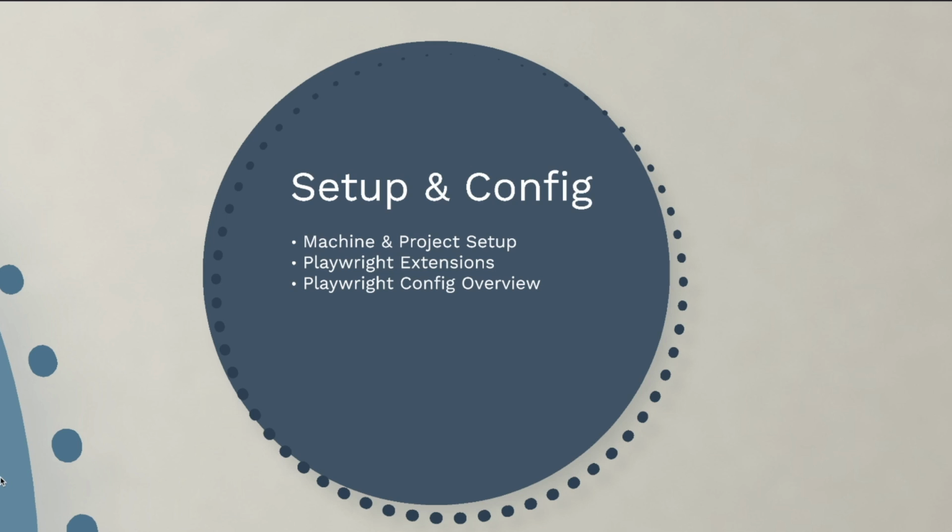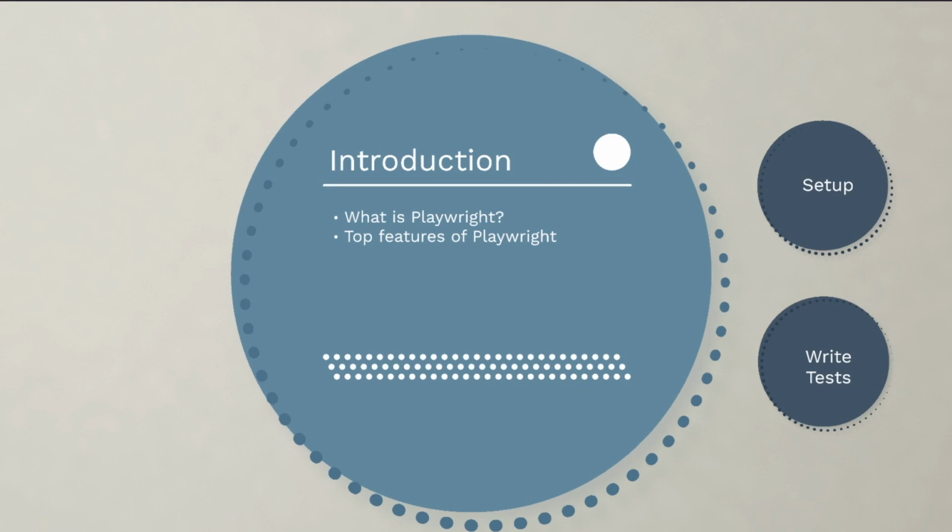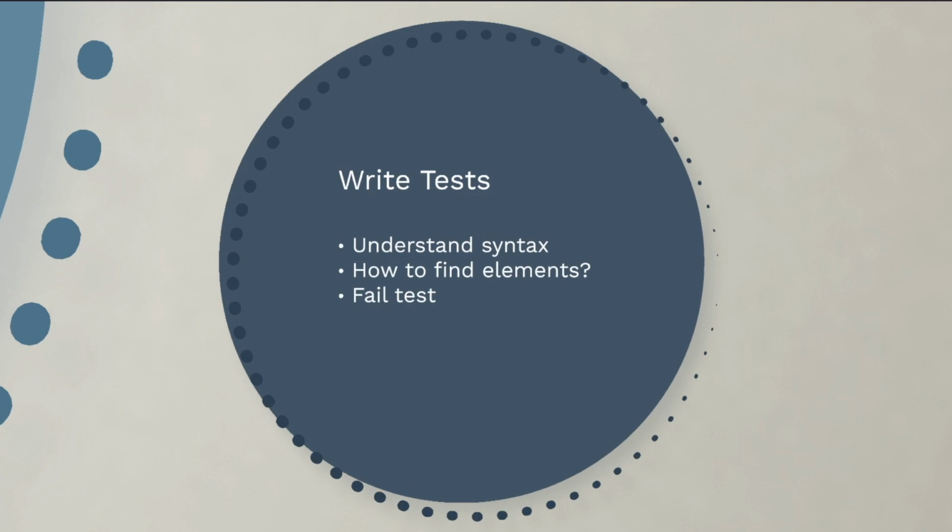And then we will do an overview of Playwright configuration file. From there, we will move on to finally writing some tests using Playwright. So we will learn and understand some basic Playwright syntax. We will go over how to find elements using Playwright commands. And then we will also fail our test and try to understand some different errors we will get and take a look at how we can resolve them.